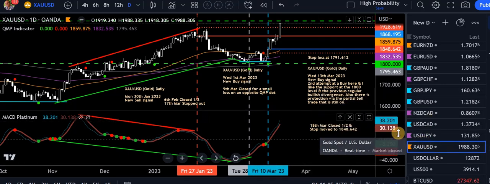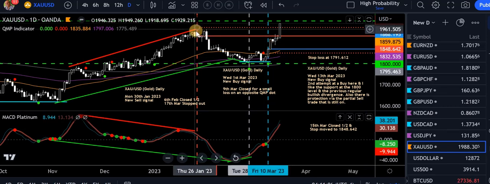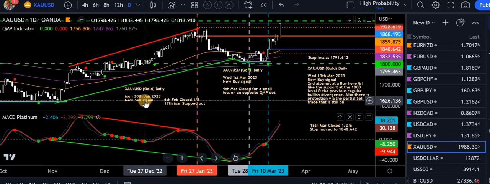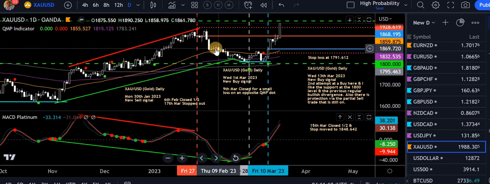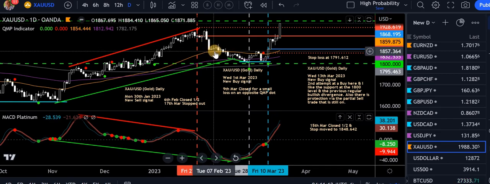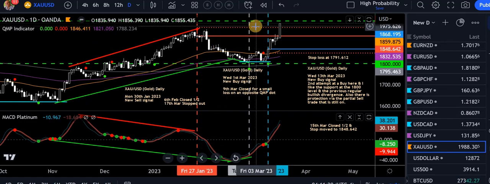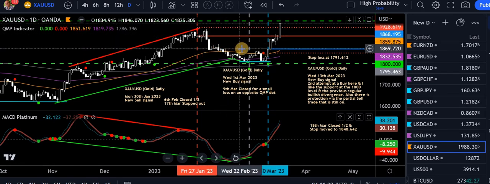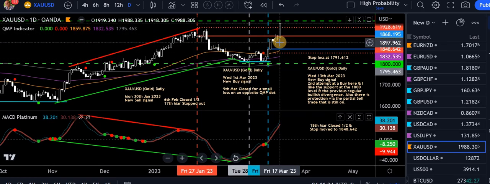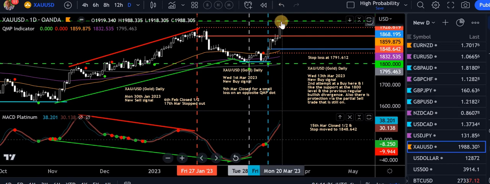All right, gold. We're stopped out on this sell. So the sell was from the 30th of Jan, closed half when it was in the moving averages around here. And the stop was just dragged down. I don't think I moved the stop, just left the stop where it was. And I stopped out, so I didn't lose on that. Overall, small profit. Then we took this buy here, and on Friday, it's just blasted up towards the 2,000 level.